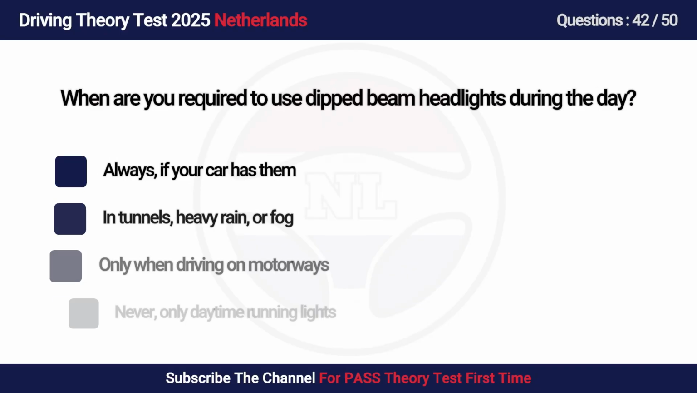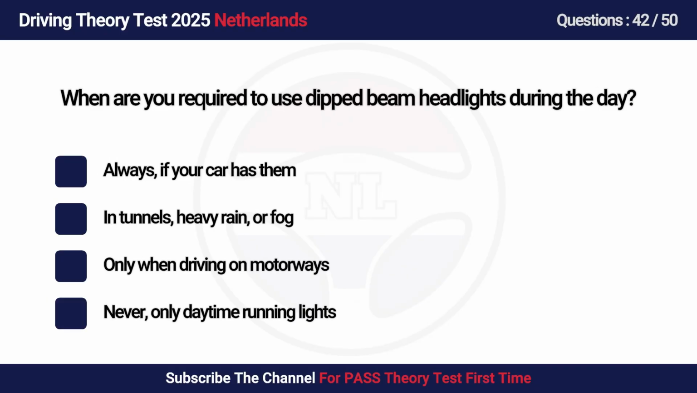Question 42. When are you required to use dipped beam headlights during the day? A. Always if your car has them. B. In tunnels, heavy rain or fog. C. Only when driving on motorways. D. Never, only daytime running lights.